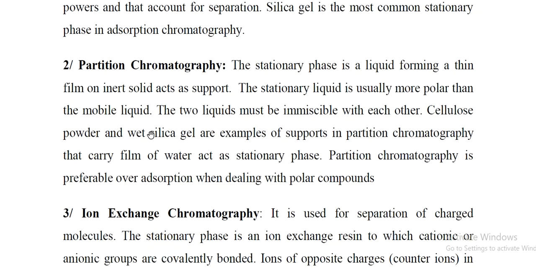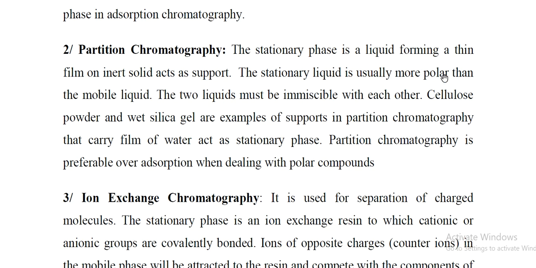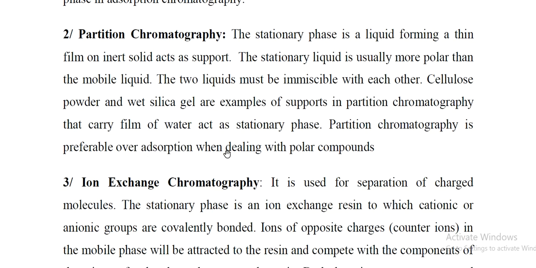Partitioning chromatography. The stationary phase is liquid, forming a thin film on the inert solid that acts as a support. The stationary liquid is usually more polar than the mobile liquid. The two liquids must be immiscible with each other. Cellulose powder and wet silica gel are examples of supports in partitioning chromatography that carry a film of water acting as a stationary phase. Partition chromatography is preferable over absorption chromatography when dealing with polar compounds.